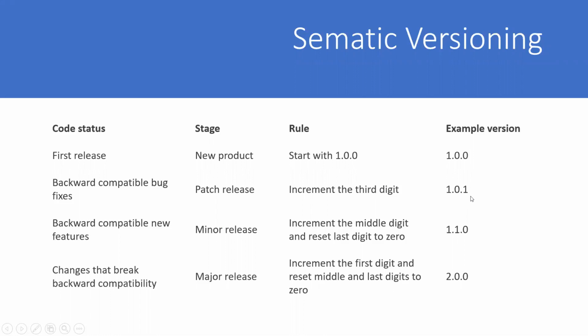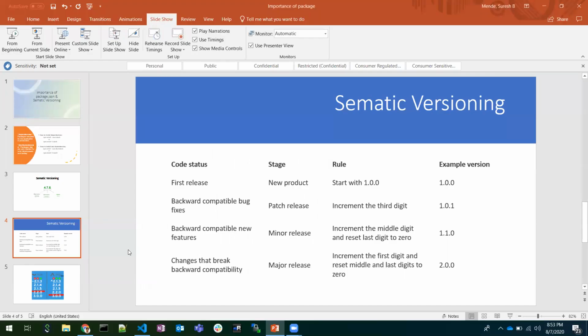The last digit is increased for a patch release, whereas when we provide a new feature and support backward compatibility, we release the version as 1.1.0. It means we are incrementing the middle digit. This is known as a minor release, whereas if we increment the first digit, it is known as a major release, where there would be API breaking changes, and we are not sure whether backward compatibility is there or not. It may break, and backward incompatibility would be there. So this is all about semantic versioning. Hope you understand semantic versioning.